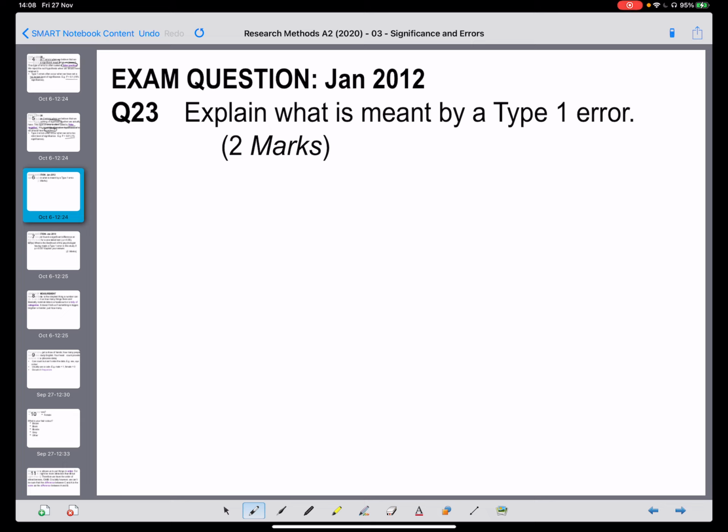So I hope that makes sense. There's a couple of exam questions. The great thing about these questions is that there are mark schemes and you literally just need to copy their answers because they give you an answer for it. So you could have something as simple as what is meant by type 1 error. Explaining a type 1 error is 2 marks. You can't just say it's a false positive. You have to explain it.